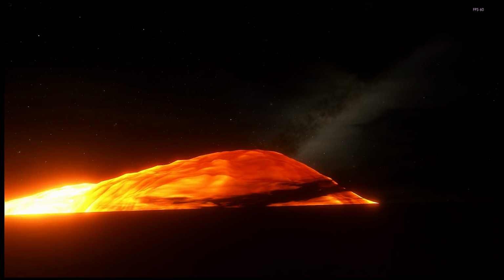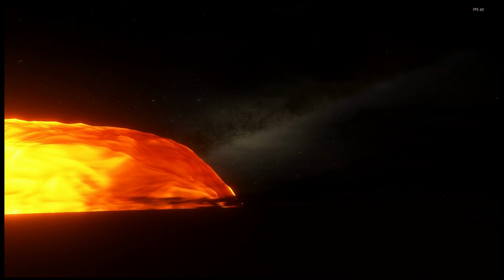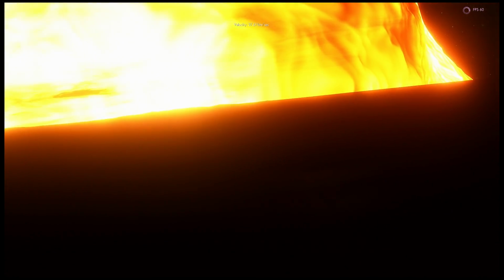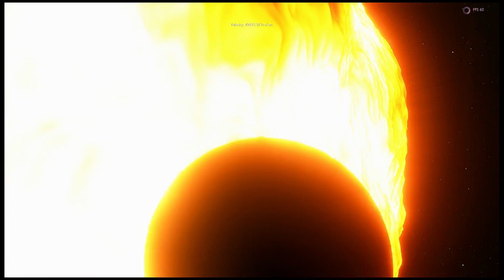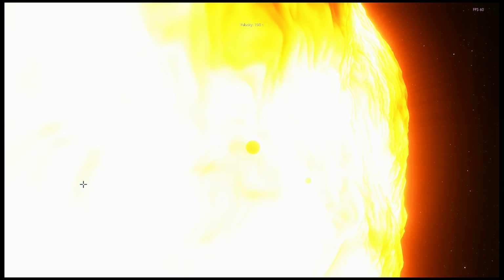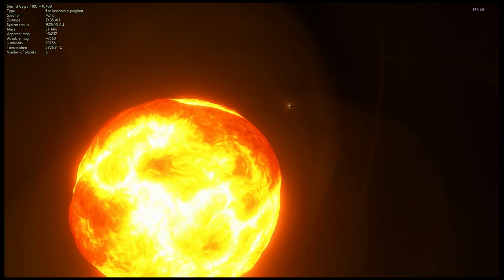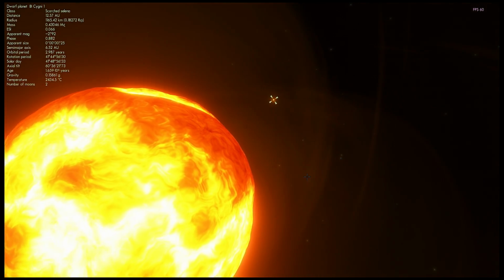And so anyway, this was a star by the name of Mu Cephei. And let's take a look at the last one. This is probably not a very well-known star either. And this one is going to be a star by the name of Bi Cygnii, another red luminous supergiant that has something right there, and this is a scorched Selena.